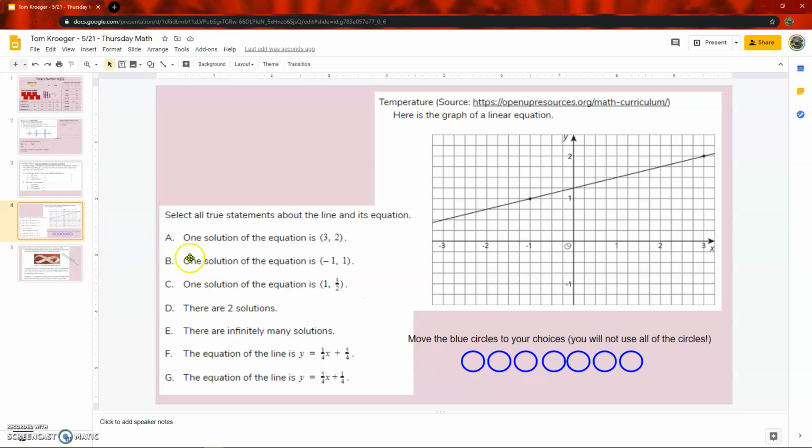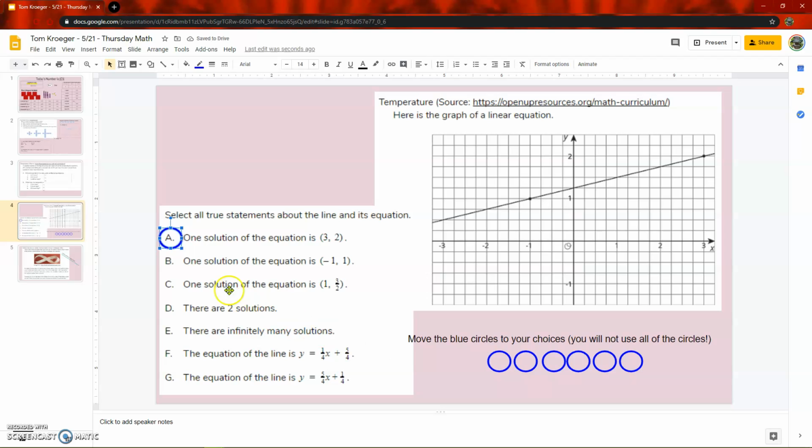This one, you have to choose the true statements out of A, B, C, D, E, F, or G. Some of them are true and some of them are false based on the graph, based on how they describe the graph. If you read A and it says one solution of the equation is 3, 2, if you think that is a true statement about this graph, then you would take a circle over and put it over A, like that.